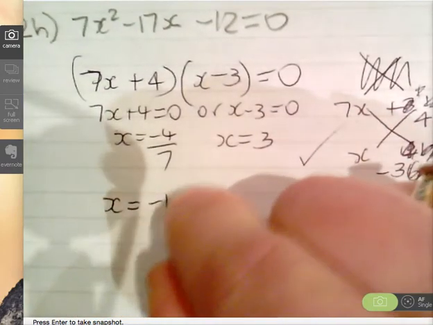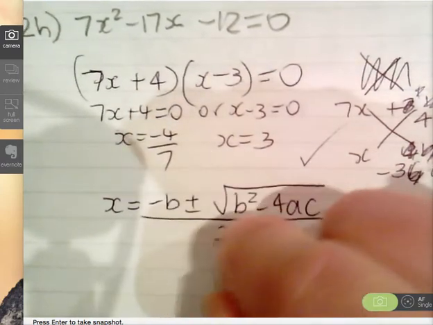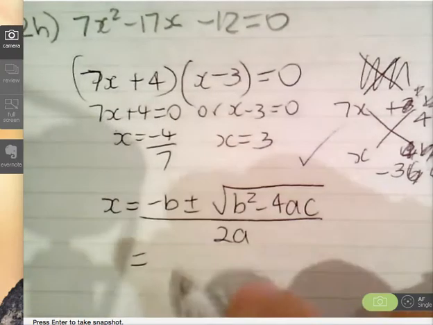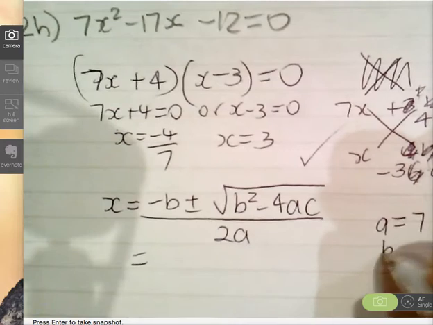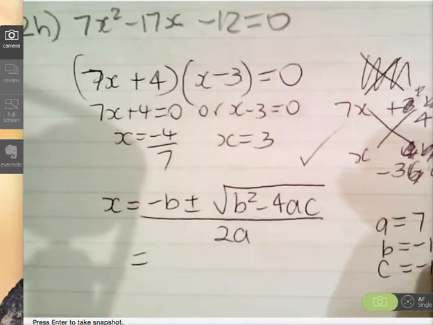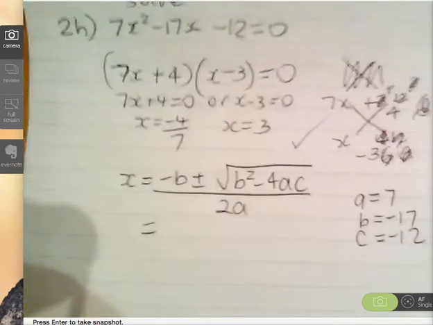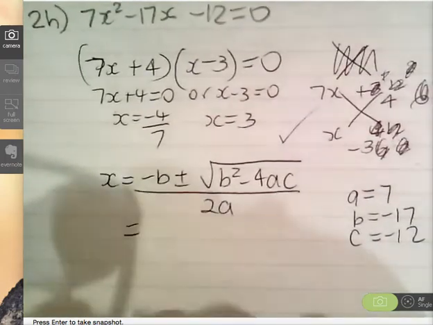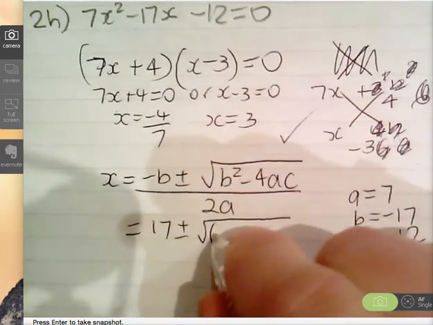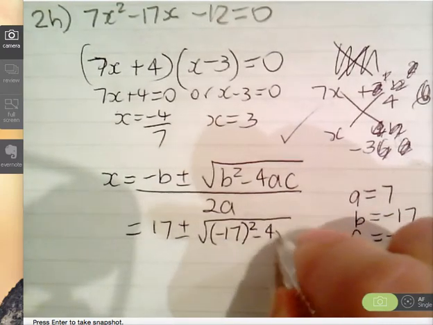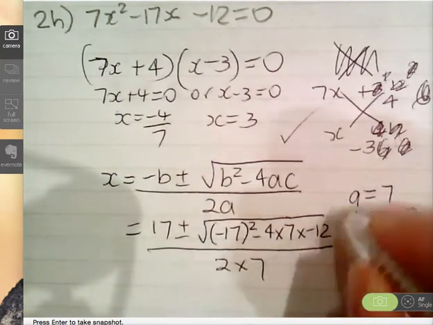So using the quadratic formula, x equals negative b plus or minus the square root of b squared minus 4ac over 2a. If we look at the question, a is 7, b is negative 17, and c is negative 12. Okay, so I'll just make this a bit smaller because it's all coming off screen. So let's substitute that into the formula. Negative 17 is positive 17, plus or minus the square root of negative 17 squared minus 4 times 7 times negative 12, over 2 times 7.